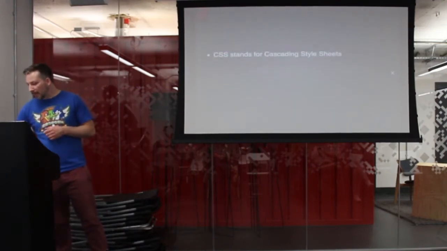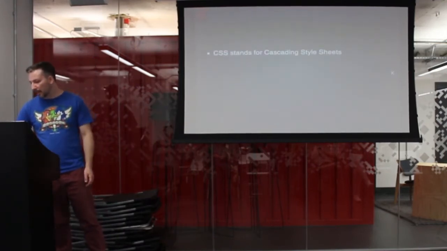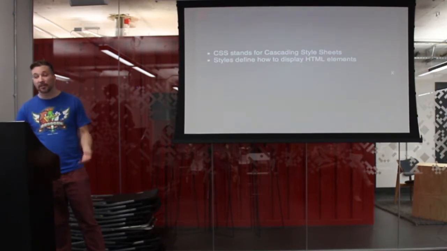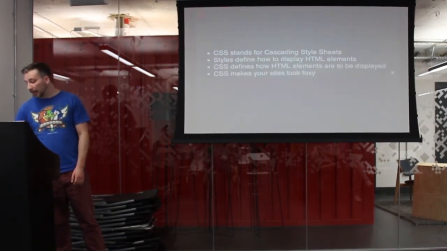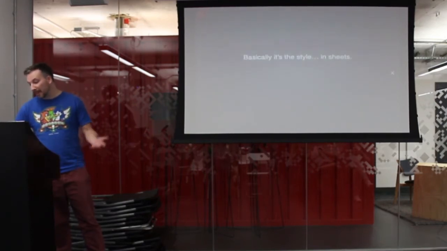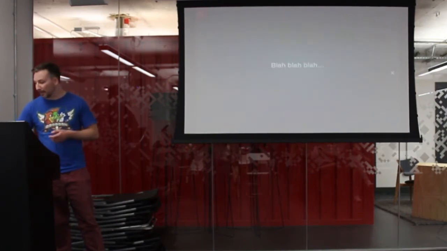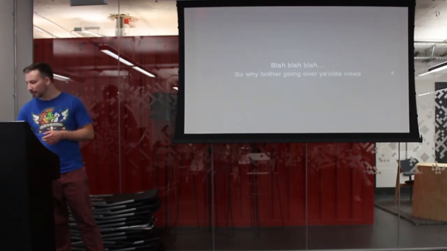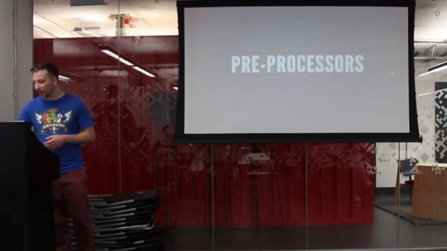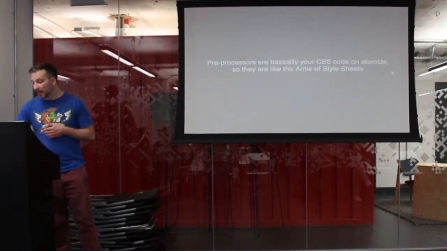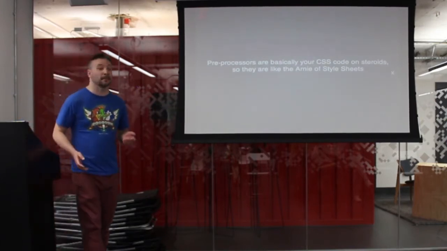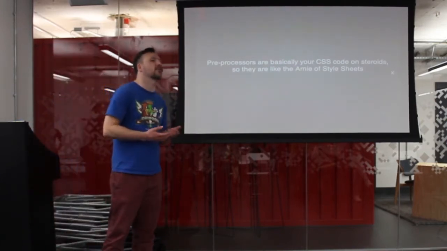Right, so we all know what CSS is. CSS stands for Cascading Style Sheets. This is literally taken from W3C. And basically, it's the styling sheets. We know that, that's quite simple. Old news. So, pre-processors. Pre-processors are basically CSS code on steroids. It really is that. It just makes it work better for you.